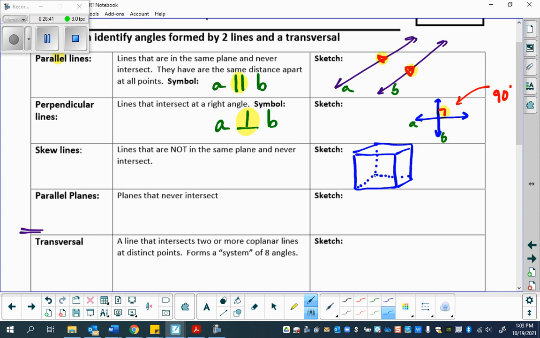When you're drawing skew lines, you want to draw lines that are not intersecting and lines that are not in the same plane.